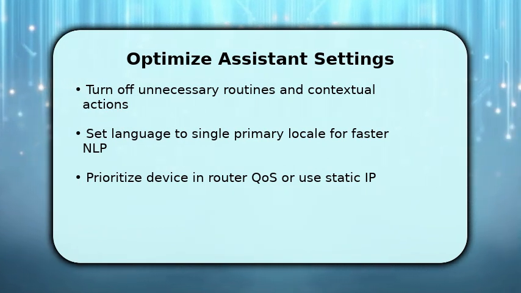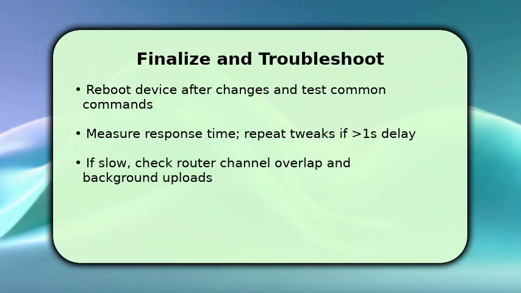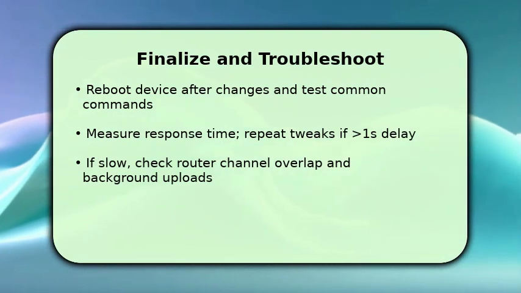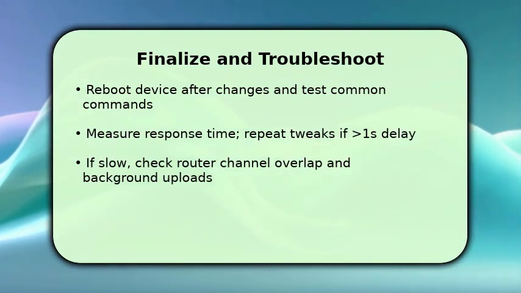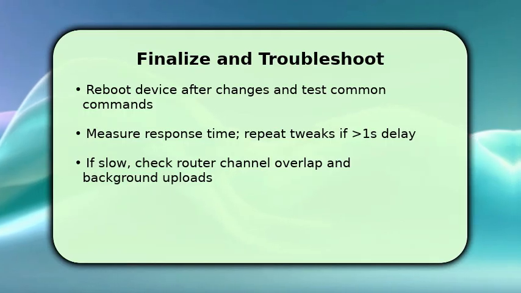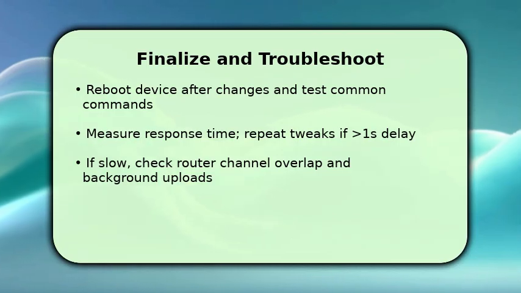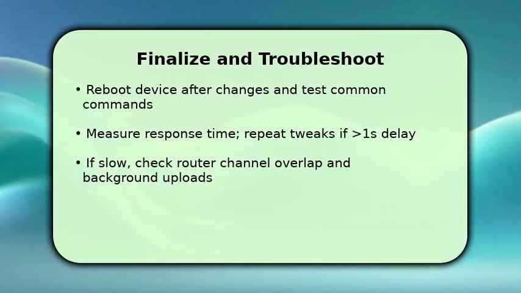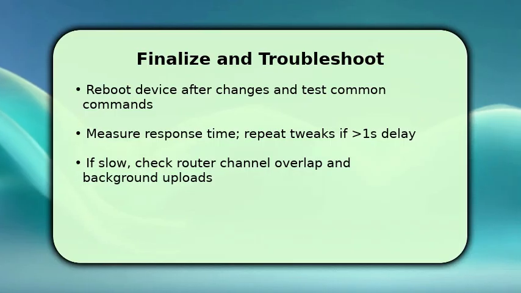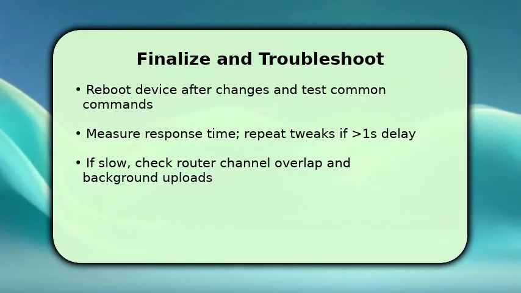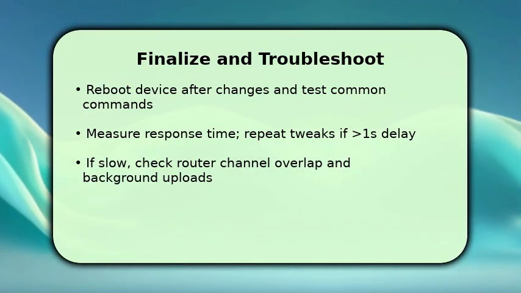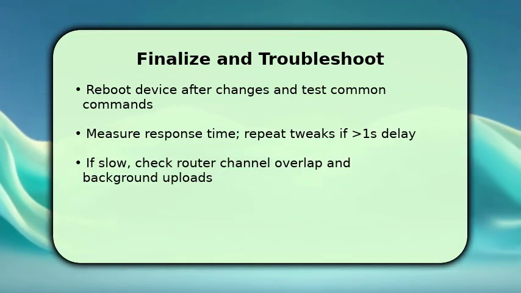Finish by rebooting the Google Assistant device so all settings take effect, then run a sequence of your common commands to measure responsiveness. If responses are still sluggish, repeat the targeted tweaks, disable one extra feature at a time, and retest to isolate the culprit. As a key troubleshooting tip, check for Wi-Fi channel overlap and any background uploads or backups consuming upstream bandwidth. Resolving those often removes remaining latency and restores responsiveness.